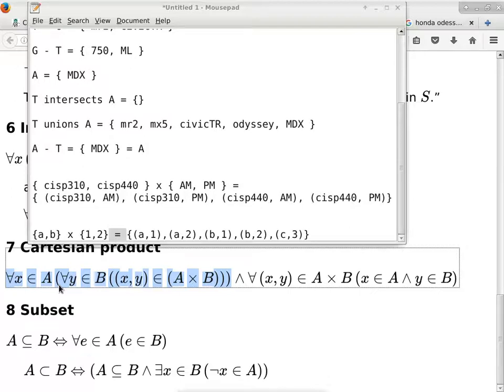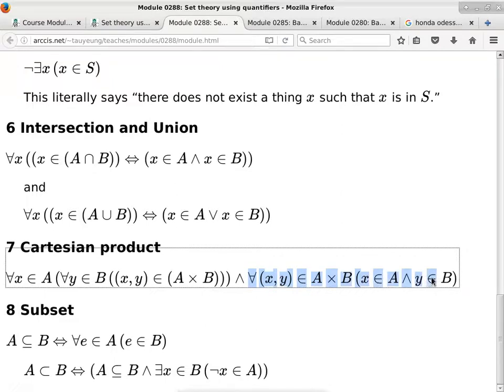Is that okay? And that's why we need the second part. The second part is basically telling us, oh, we also want to put a restriction on the properties of everything that is in the Cartesian product. Okay, so this is an extra constraint.